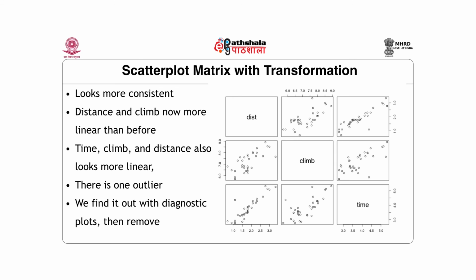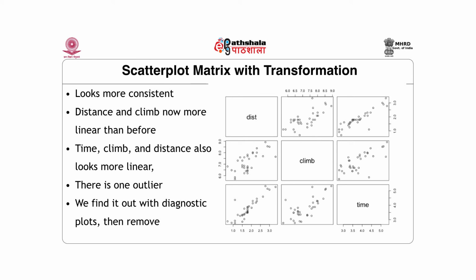When we did this, compared with the previous ones, you can see that this particular scatterplot matrix with transformation looks a little bit more consistent. So our initial idea of distance and climb as power functions that could explain time kind of makes sense. And the distance and climb are now more linear than before. Okay? But here is the thing. If we look carefully, there is one outlier that needs to be taken care of.